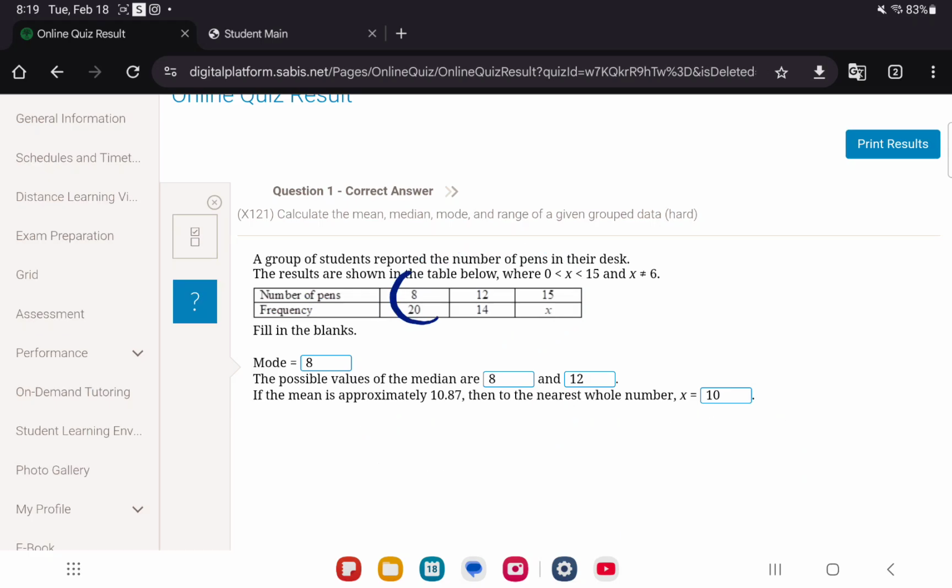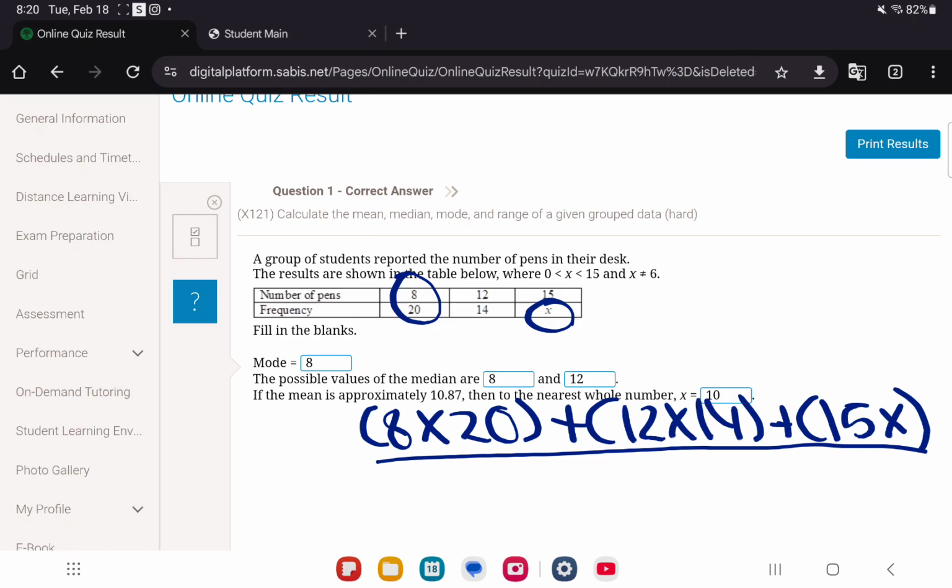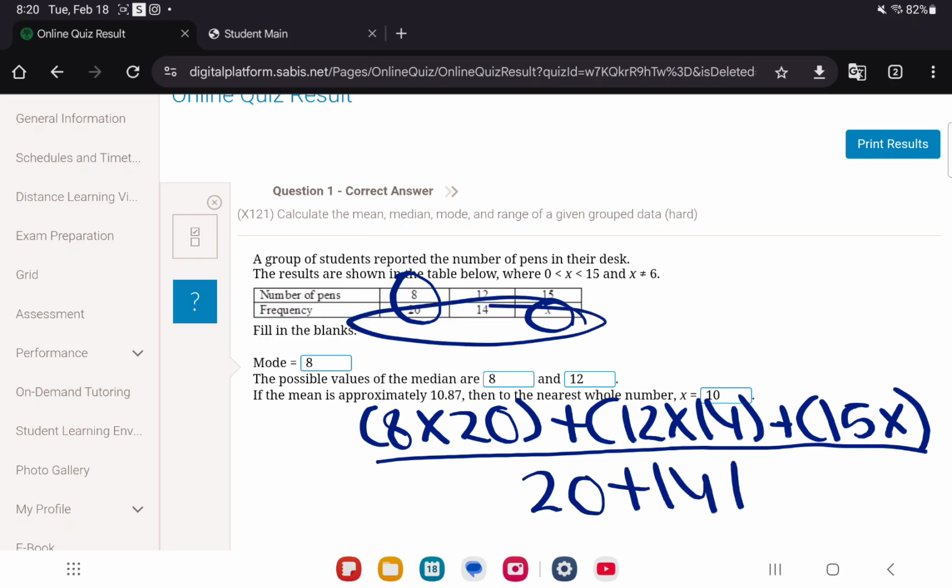For the first one, we have 8 and the frequency of 8 is 20. So we have 8 20 times, so we multiply 8 by 20. Then we add it to 12 times 14, plus, now we don't know the frequency for 15, so we do 15 times x, so it's 15x. Now we put it over the sum of the frequencies: 20 plus 14 plus x, and you get 34 plus x down below.